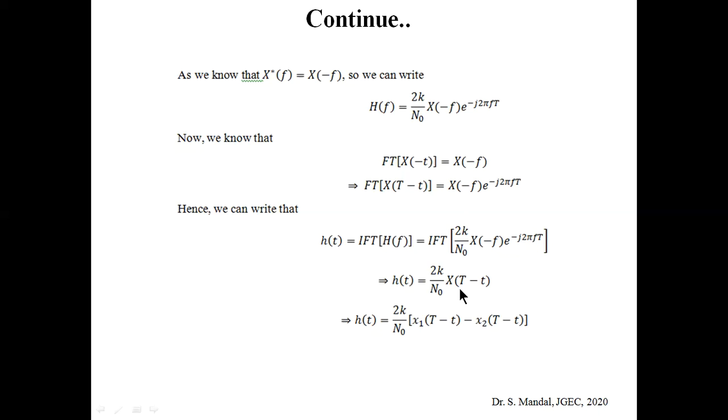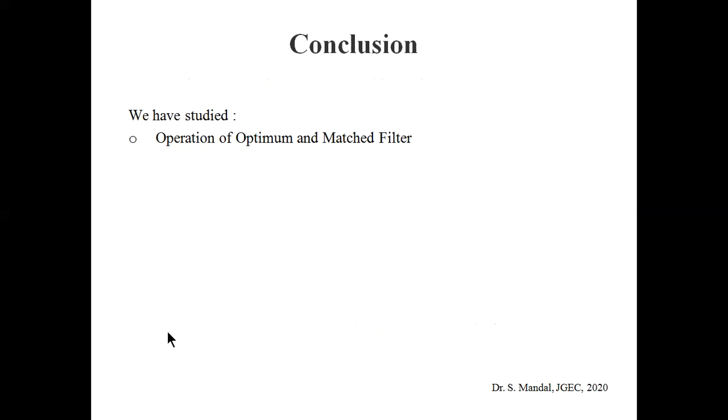So this one is the capital X. We already know the capital X is nothing but the difference between x1 and x2. So h(t) equal to 2k by N0 into x1(T minus t) minus x2(T minus t). So this one is basically the impulse response for the matched filter.